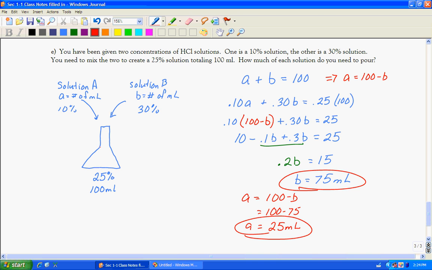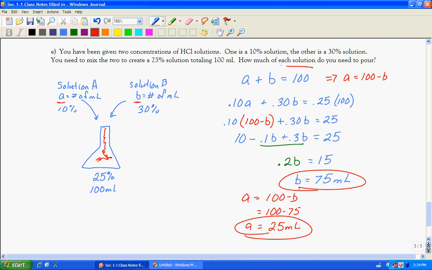So again, if you draw a little picture, here's our mixture of our little bubbly hydrochloric acid. It's 25% at 100 milliliters. Solution A is our 10% solution. We don't know how much we have, so I'm going to call that A. Here's solution B. It's at 30%. I don't know how much I have of that, so I'm going to label that B.